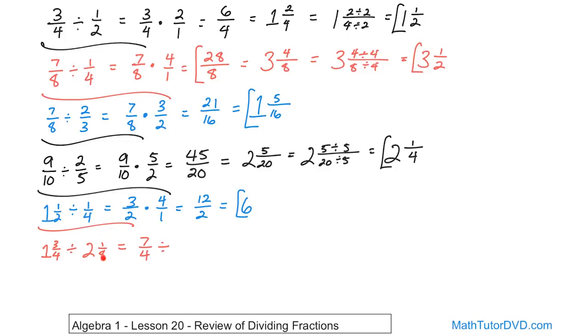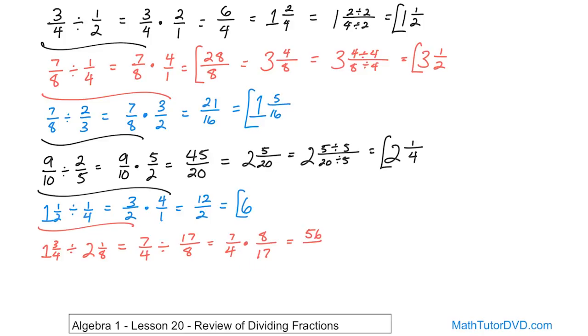Now we'll convert this guy. 2 times 8 is 16, plus 1 is 17. So 17 on the top. On the bottom we'll have the 8 because this denominator, 8, will come along for the ride. Now we have a division problem, so we'll change it to multiplication. 7/4, the division becomes multiplication, and we'll flip the other guy over, 8/17. So what do we have? On the top, 7 times 8 is 56. And on the bottom, we're going to have 4 times 17.